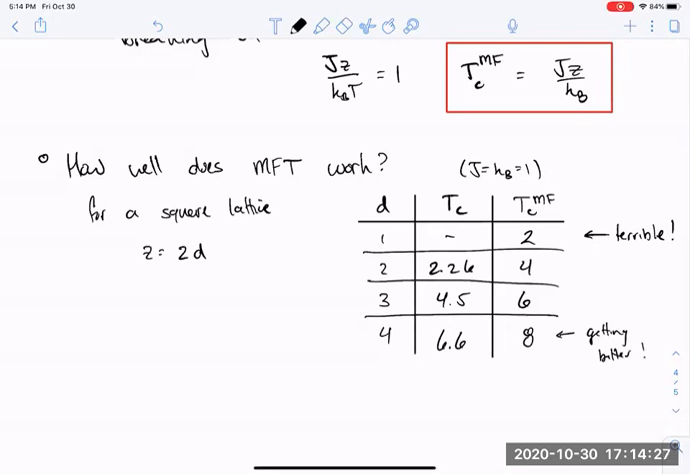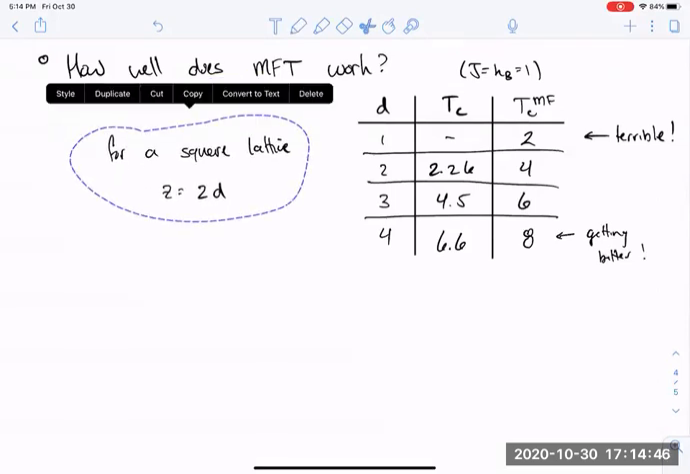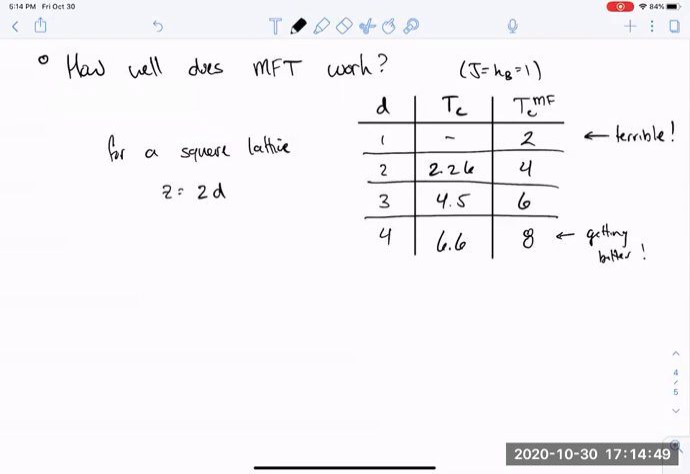So one should be optimistic at this point in our lives. We could say that this is actually pretty good, pretty good at high dimensions. What about other properties? Can we predict other things within mean field theory for the Ising model and compare them? Can we get critical exponents? We've alluded to this already.